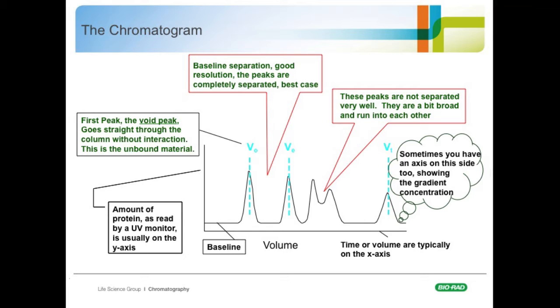On the x-axis, we see time or volume being measured. And this really is dependent on the researcher's choice of what they want to see. Sometimes you might see it in milliliters, sometimes you might see it in column volumes, or then you might see it in minutes in most cases.